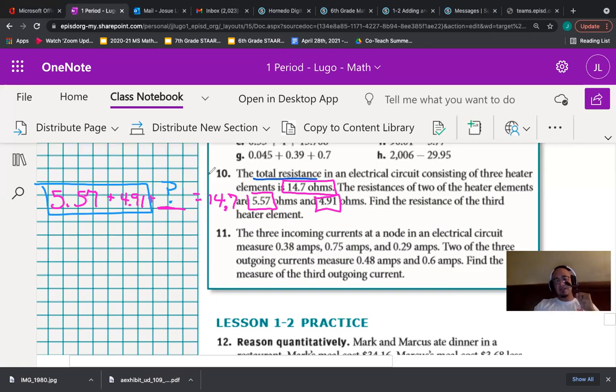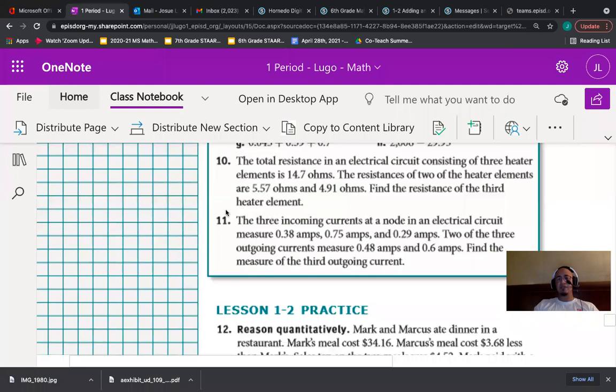I know some of you guys could have figured that on your own. But again, I just want you to focus on your adding and your subtracting. Moving on to number 11, which again has a lot of electrician stuff or electrical stuff.